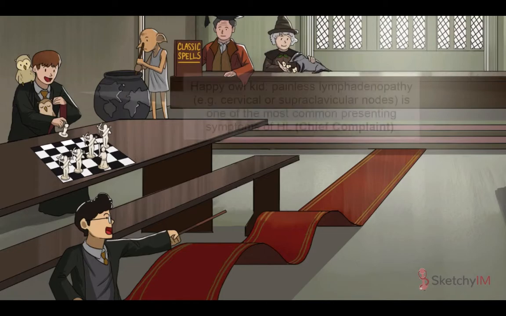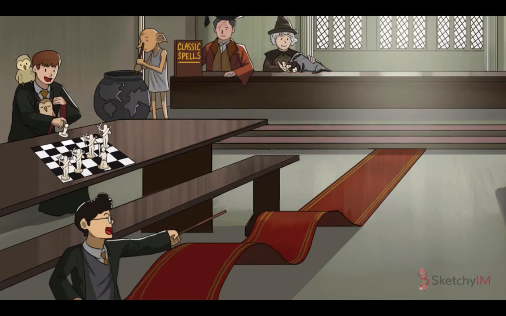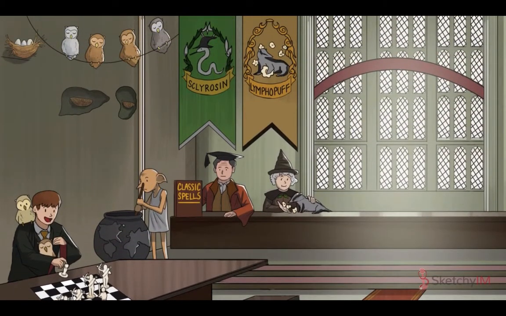One of the most common presenting symptoms for Hodgkin lymphoma is painless lymphadenopathy, which is why we've made this kid with the owl nodes, well, smiling and pain-free. The cervical and supraclavicular nodes are commonly involved, and it may look like the patient merely has lymphadenopathy from a viral illness of some kind.